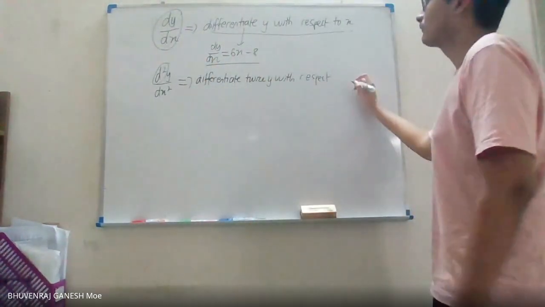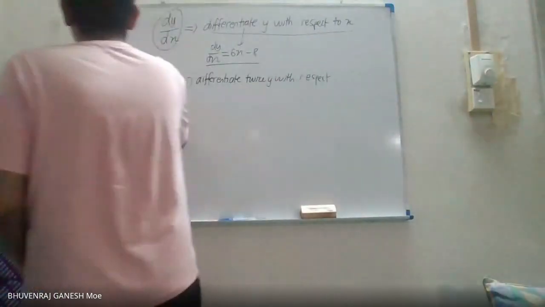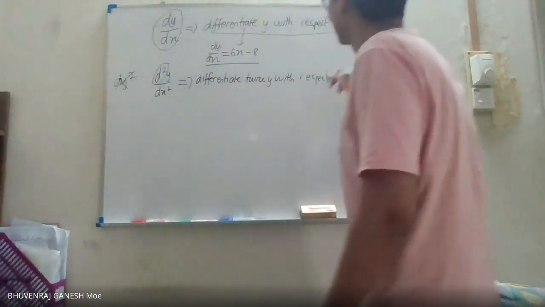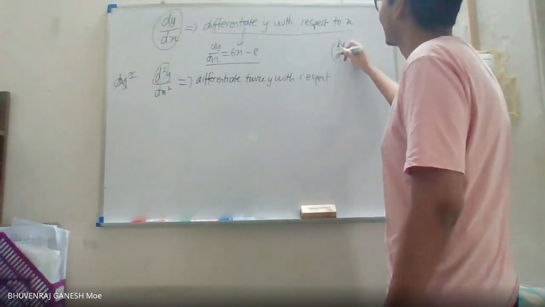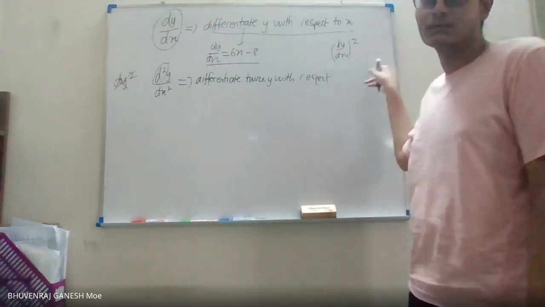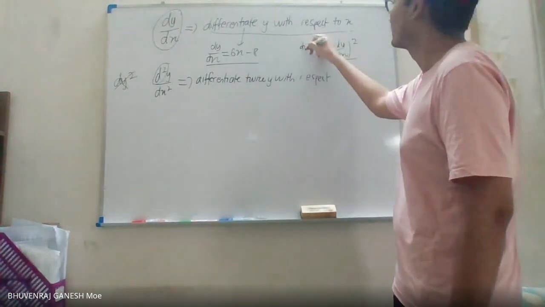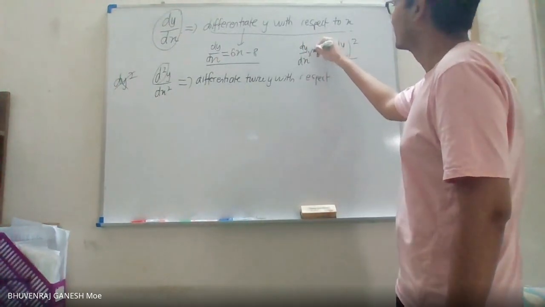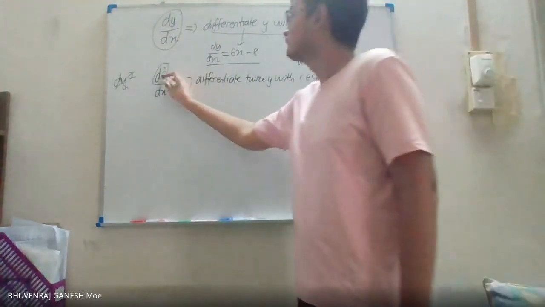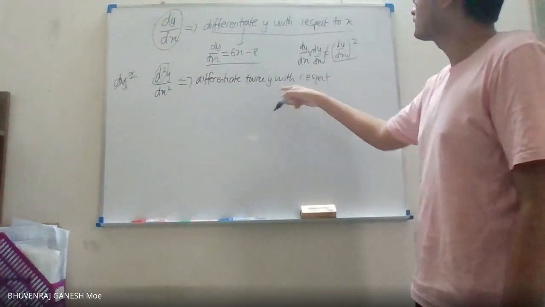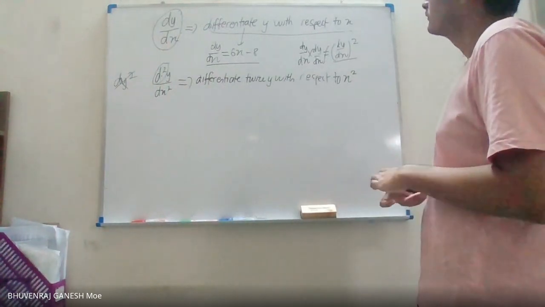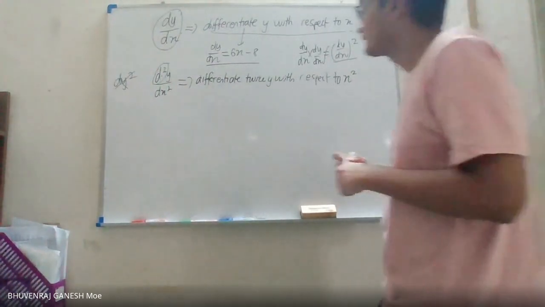That's why we don't put dy square. Dy square is wrong. Sometimes people will get confused. Dy square is actually wrong. And there's also no such thing as dy over dx square, because you might think you want to do these two times, so dy over dx times dy over dx, you get dy over dx square. So put this as not equal. It should be this way. So it's differentiate twice y with respect to x square. Okay, can you understand like that?